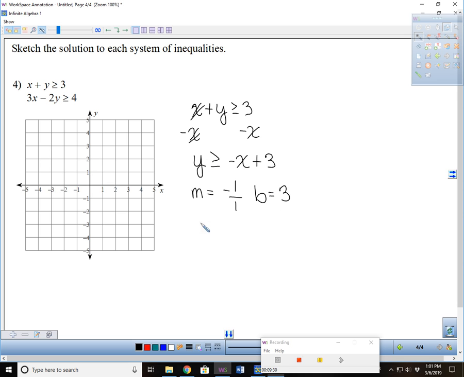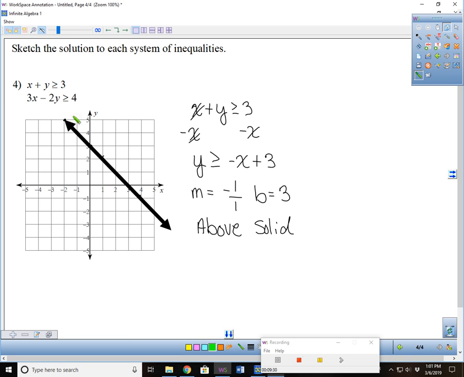Since y is greater than, you're going to shade above. And since you have the equal to bar, you will have a solid line. So, 3. So we would be going down 1, right 1. So down and right. But instead we're going to go up 1, left 1. And if you have to write it down, then write it down. Okay, and then we've got a solid line. And you're shading above. You can shade farther if you want to.